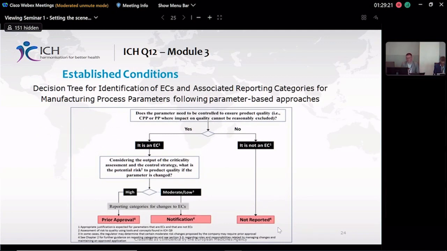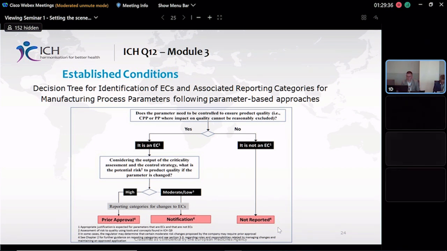There's a decision tree within Q12 on identifying established conditions and the reporting categories. And this, like I said, depends on the knowledge that the applicant has gained through their pharmaceutical development, and is very much dependent on whether a minimal or an enhanced pharmaceutical development has been followed. So the first question is, does the parameter need to be controlled to ensure product quality? So is it a critical process parameter or a process parameter where an impact on quality can't be excluded? And the answer to this question is yes or no.